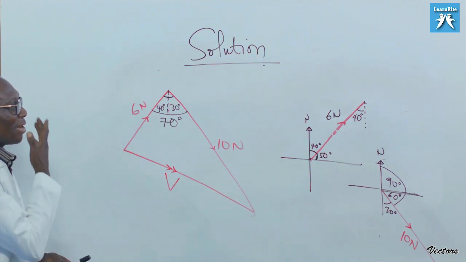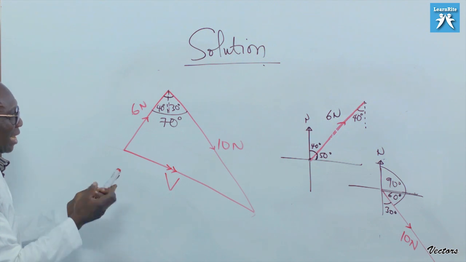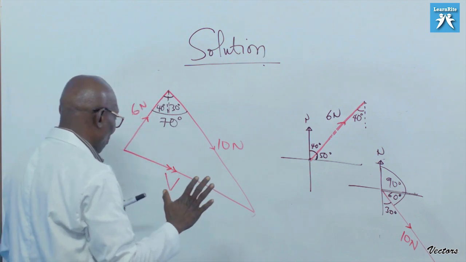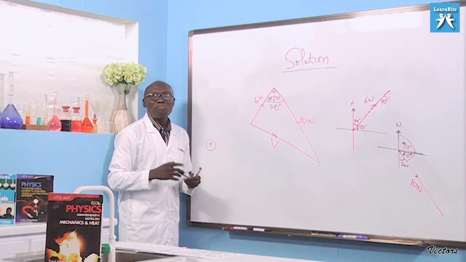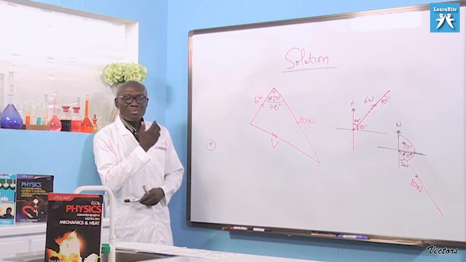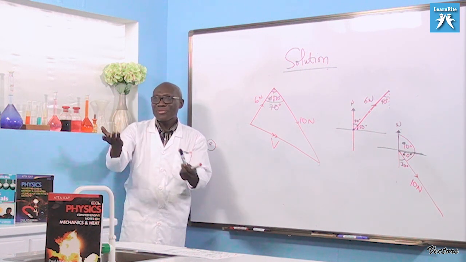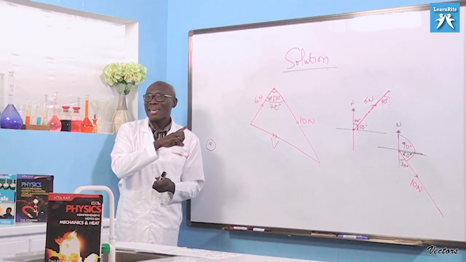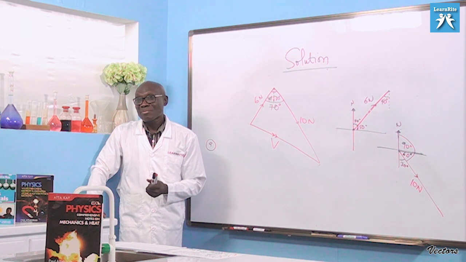So the A part of the question is asking us to find the magnitude of the resultant vector. Let me work here. Can't we use the cosine rule? We have done that too. We have gone through that. Cosine rule. If you have forgotten, I beg you, go back. You will see it in one of our lessons.